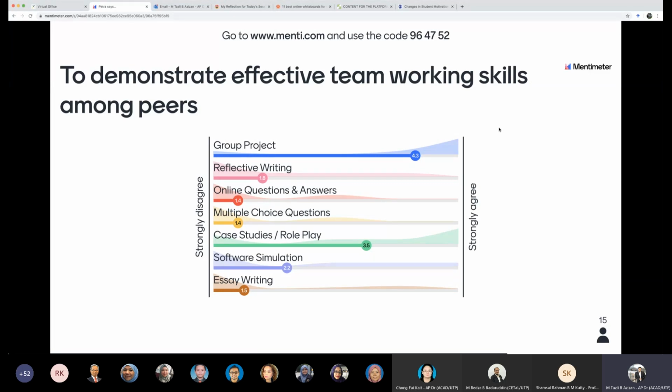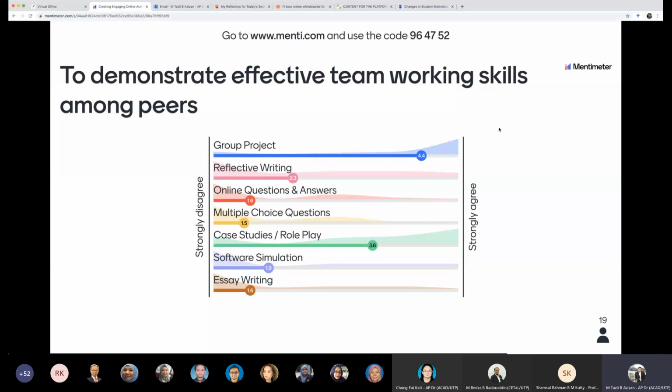And you mentioned case studies. This is where you give a case study so that they can collaboratively try to solve it. And other things you feel may not be suitable, for example, online questions and answers, not so much. But some of the other tools, for example reflective writing, could be coupled with your group project in order for you to measure the team working skills. Okay, because the students can reflect as a team. So you can measure that.